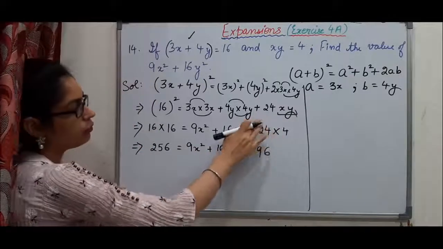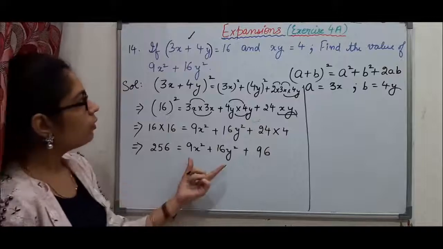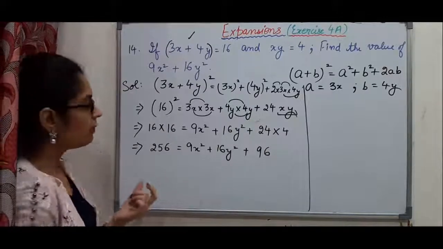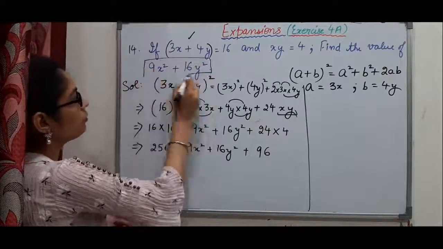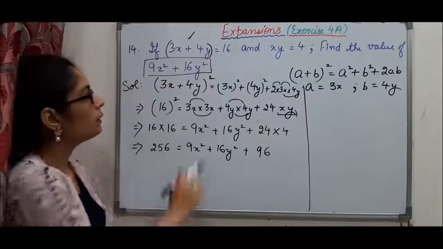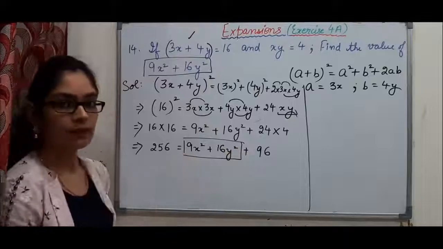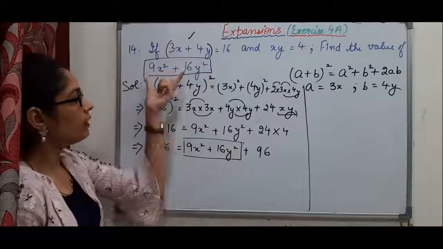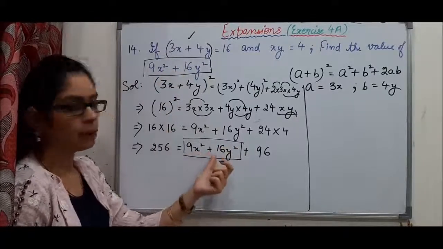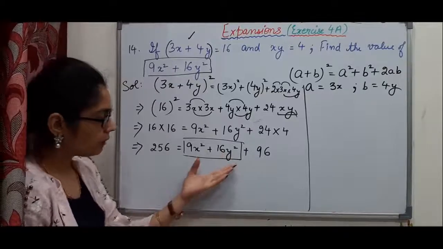So 24 into 4 is 96. Now if you see this expression, you can see what we have to find. It is 9x square plus 16y square. Can you see something similar? Yes, that expression which we have to find, we have got 9x square plus 16y square. So we have to find its value.